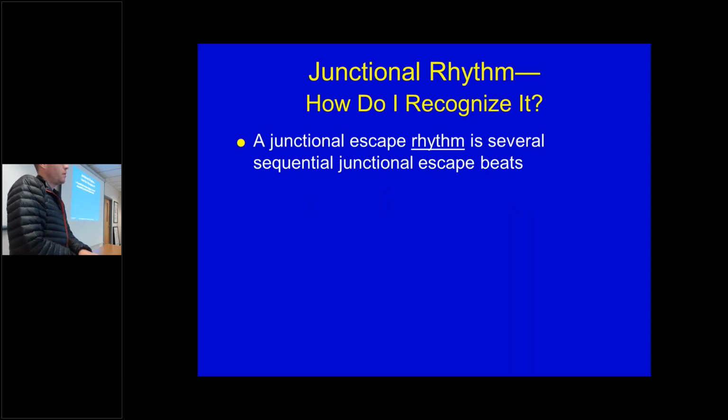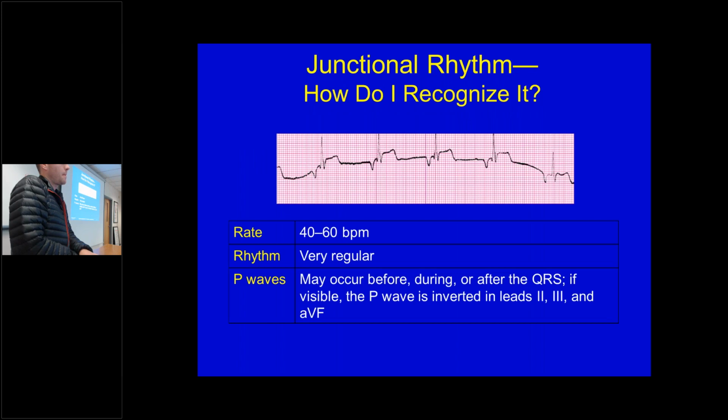A junctional rhythm, or an escape rhythm, is basically a run of escape beats, right? So that's the AV node taking over. The rhythm is regular. The P waves can be before, during, or after the QRS, and they're inverted in leads 3 and aVF.